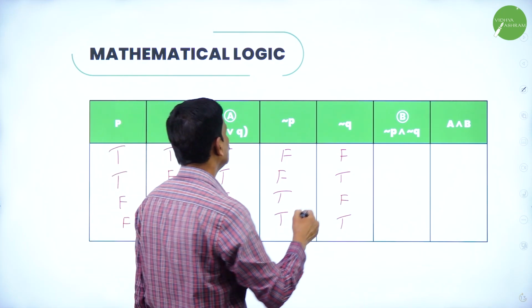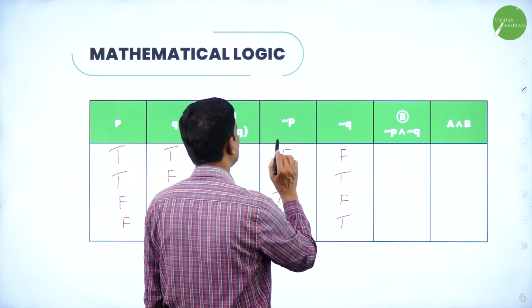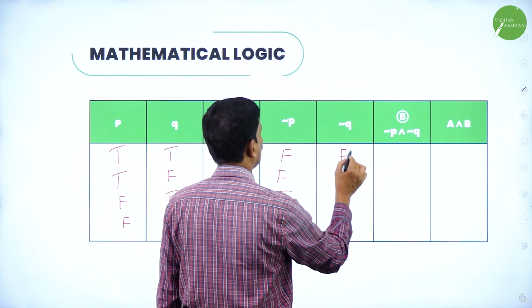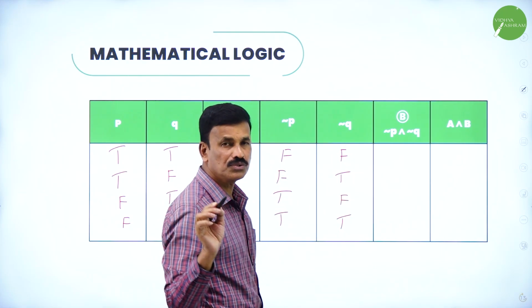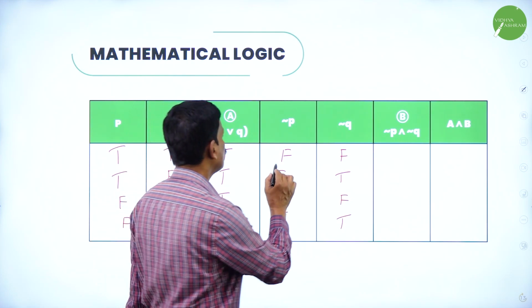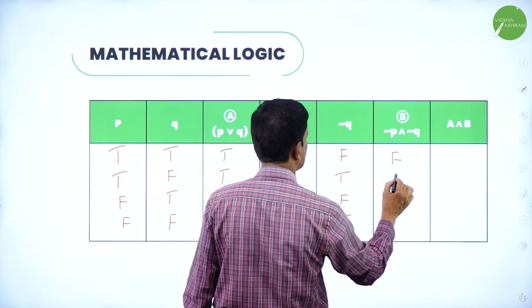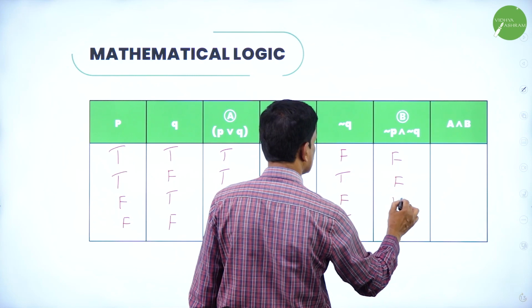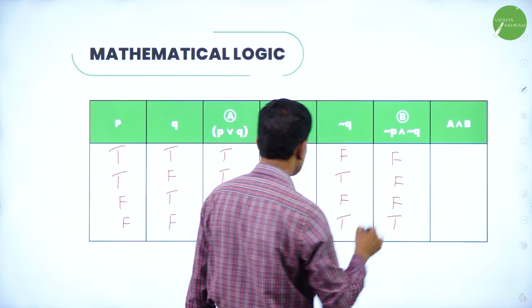Now write down the conjunction for these two, the conjunction for negation P and negation Q. Conjunction: true and true is true. In all other cases it is false. So false and false is false, false and true is also false, true and false is false, and true and true is true.